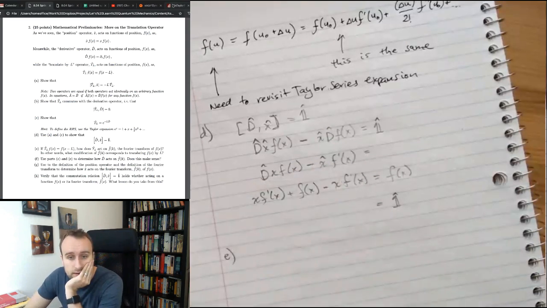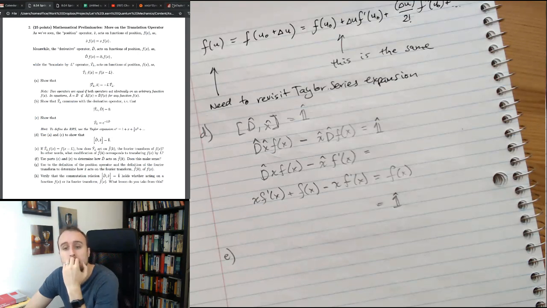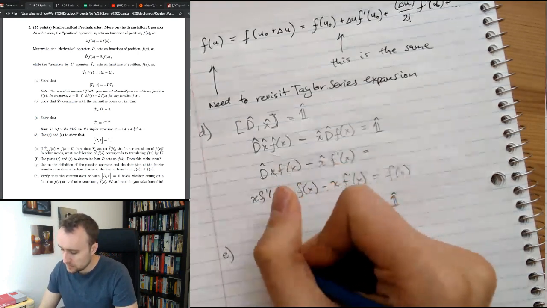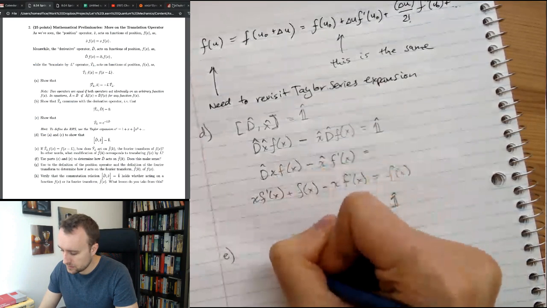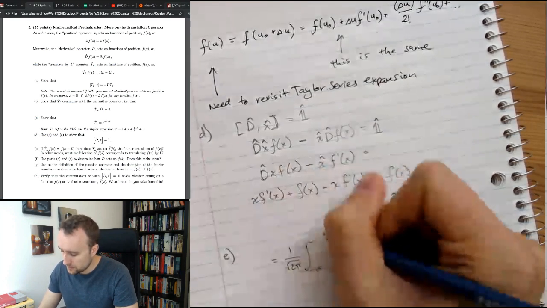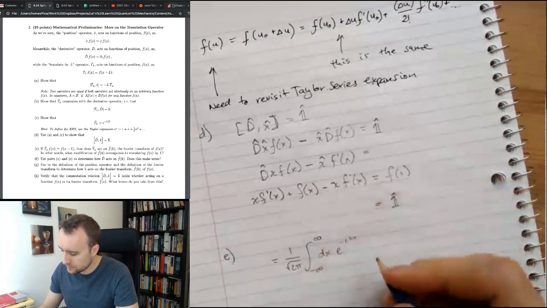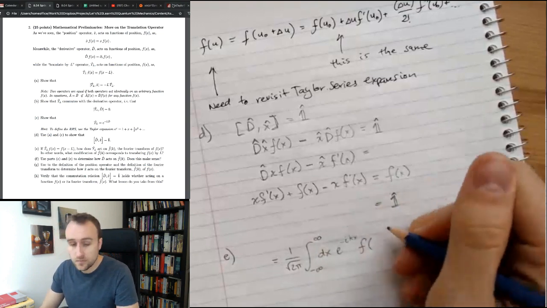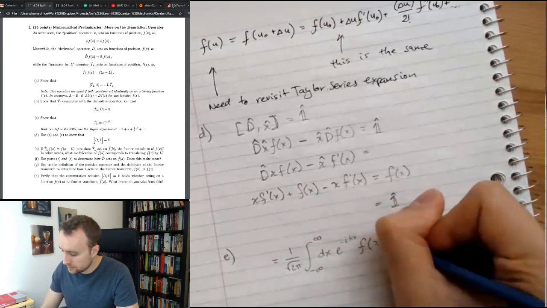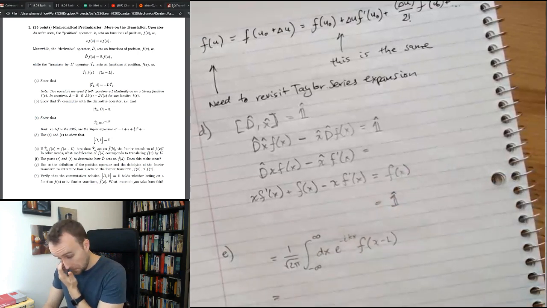If this is equal to that, how does dl act on fk, or the Fourier transform of x? In other words, modification corresponds to translating fx by l. All right, well, let's take the Fourier transform. Is equal to 1 over root 2 pi, negative infinity to positive infinity, dx e to the negative I k x, f of x minus l, equal to what?